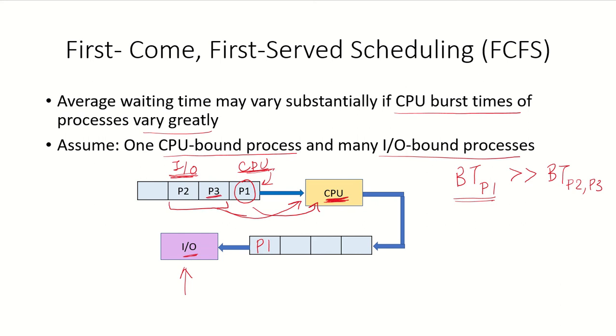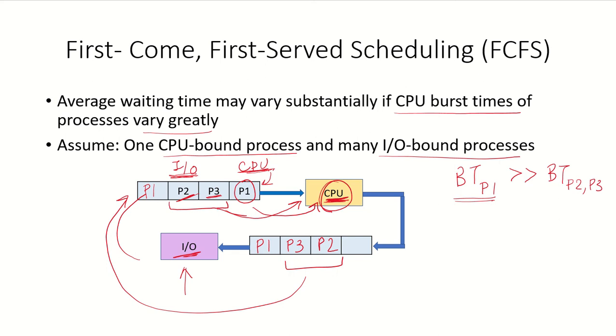Now since P3 is an IO bound process, its burst time is very less. So quickly it will use the CPU and come in the queue here. Similarly, P2 was an IO bound process. It will also quickly finish its task on the CPU and come here. Now, when this happens, the CPU is sitting idle. P1, when it finishes its IO, will go back into the ready queue and will be allocated the CPU again. By the time P2 and P3 come back to the ready queue, again they will be waiting because P1 is again using the CPU for a very long time.